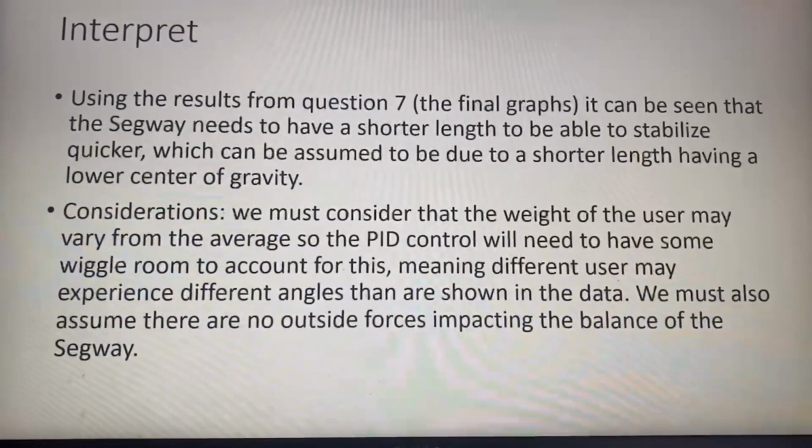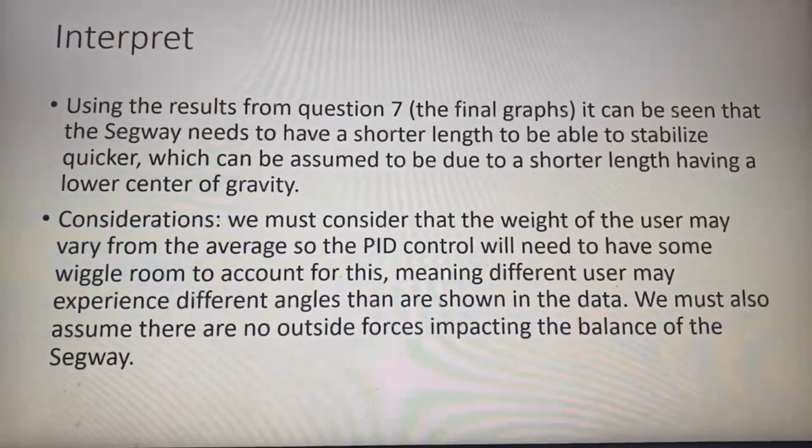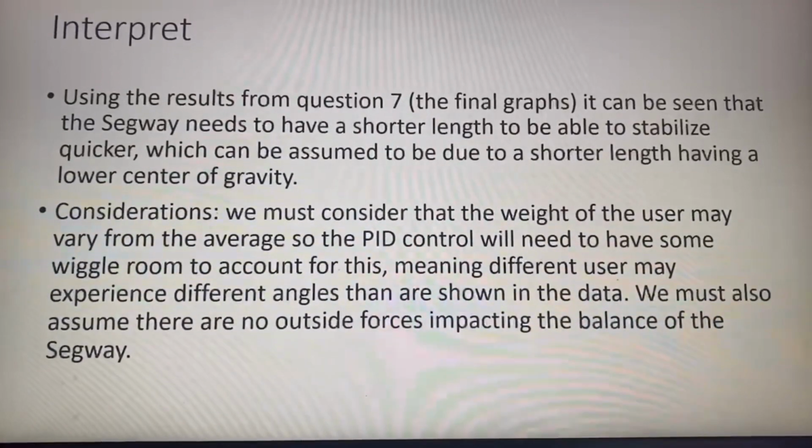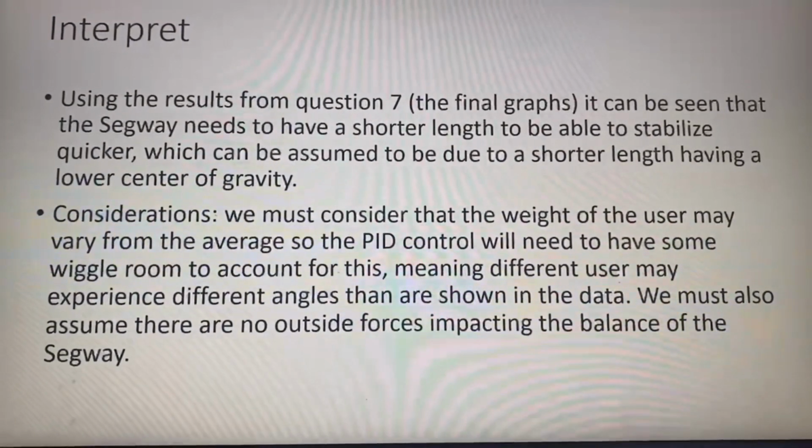And then you can use the results from question 7 to show that the Segway needs to have a shorter length so it can stabilize, which is most likely due to the shorter length having a lower center of gravity, so it's able to balance easier.